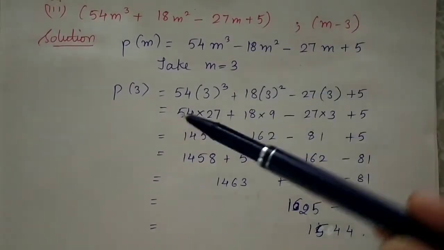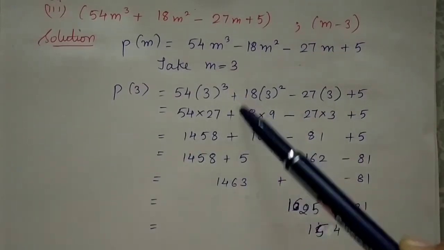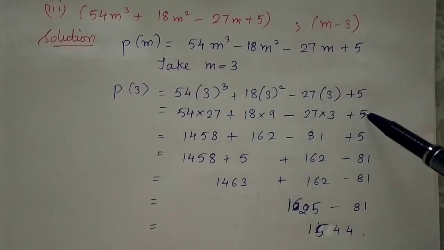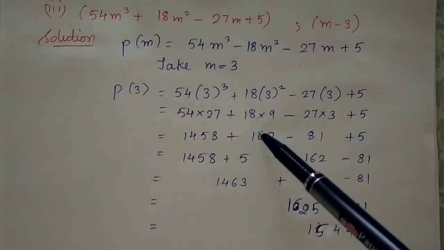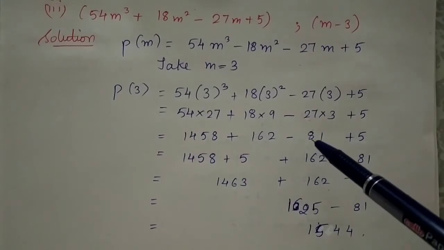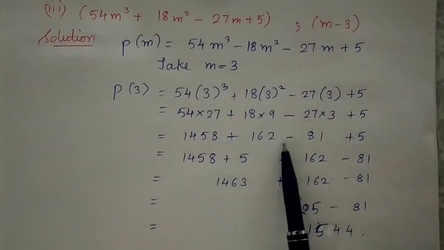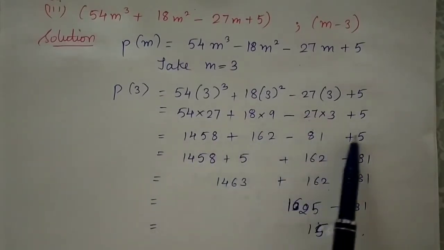Now 54 as it is, cube of 3 is 27, plus 18 into square of 3 is 9, minus 27 into 3, plus 5. Now 54 into 27 is 1458. 18 into 9 is 162. 27 into 3 is 81, and this is 5. So here there is a subtraction and here there are additions, right?